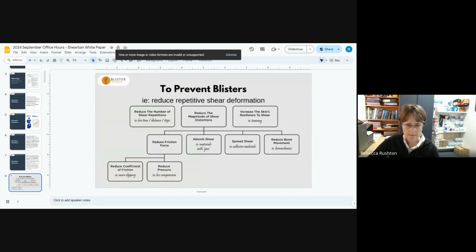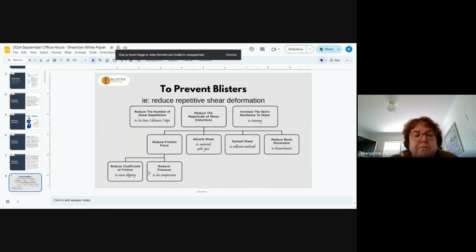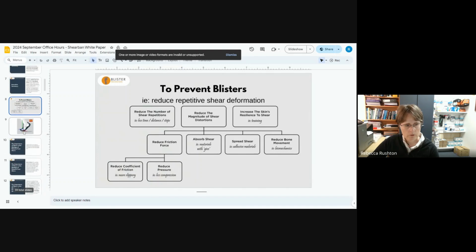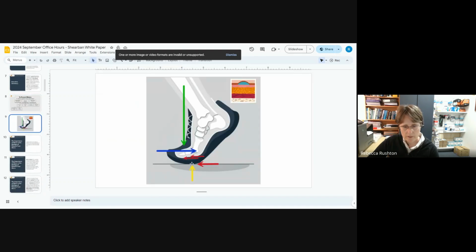So ShearBan does this one here. It reduces the coefficient of friction, so it makes it more slippery. It's a slippery surface. What it doesn't do is anything to do with pressure. So when we think about friction force, the friction forces are the red arrows here. When the bone is moving one way, friction force is acting in the opposite direction, and it happens at all the material interfaces: the shoe floor interface, the sock shoe interface, and the skin sock interface.